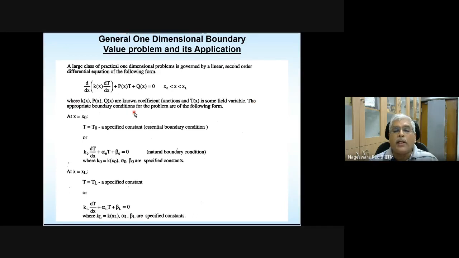The appropriate boundary conditions for the problem are of the following form. At x is equal to x naught, T is equal to T naught, a specified constant. And you can see here, this is a second order differential equation, so this is the 0th order equation. So this is going to be an essential boundary condition. Or at x is equal to x naught, you can have a natural boundary condition like this. Similarly, at x is equal to xl, you have an essential boundary condition or a natural boundary condition.